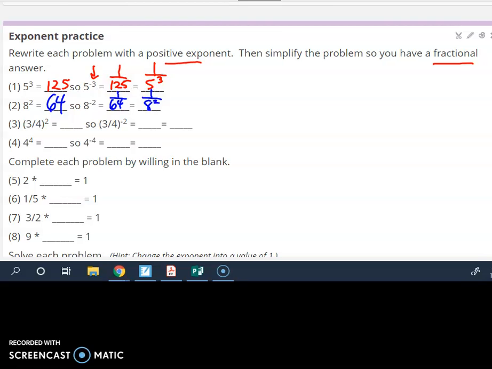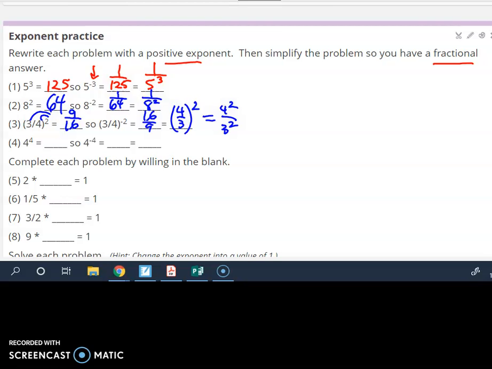In problem 3, 3/4 squared would be 9/16, because you're actually squaring both the 3 and the 4. So 3 squared is 9, 4 squared is 16. When I turn that into a negative exponent, then that means that it's going to be 16 over 9, because I am basically taking the reciprocal of the 3/4. In other words, the 4 goes into the numerator, the 3 goes into the denominator to make that exponent positive 2.